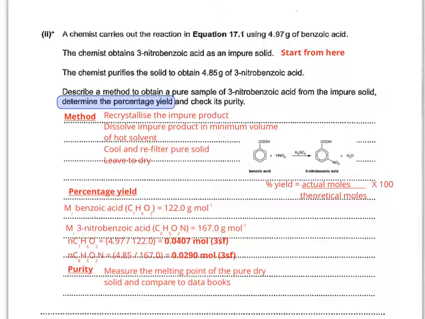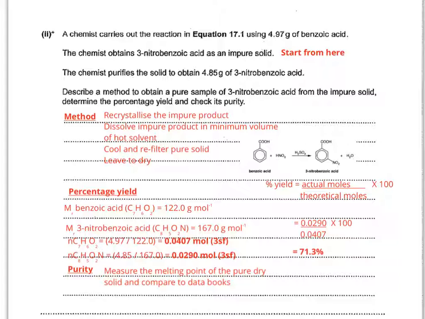So now we can put in those values, and that gives us 0.0290 over 0.407. So multiplying that by 100 gives us our percentage yield. And I think that ends up as 71.3%, to 3 significant figures. Okay, so I think that means we've covered the determination of the percentage yield. We've covered the purity checking, and we've covered the method.